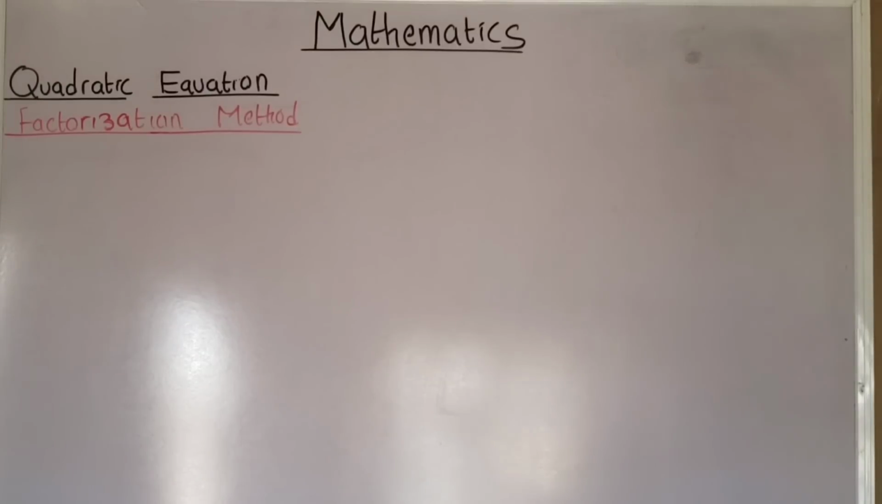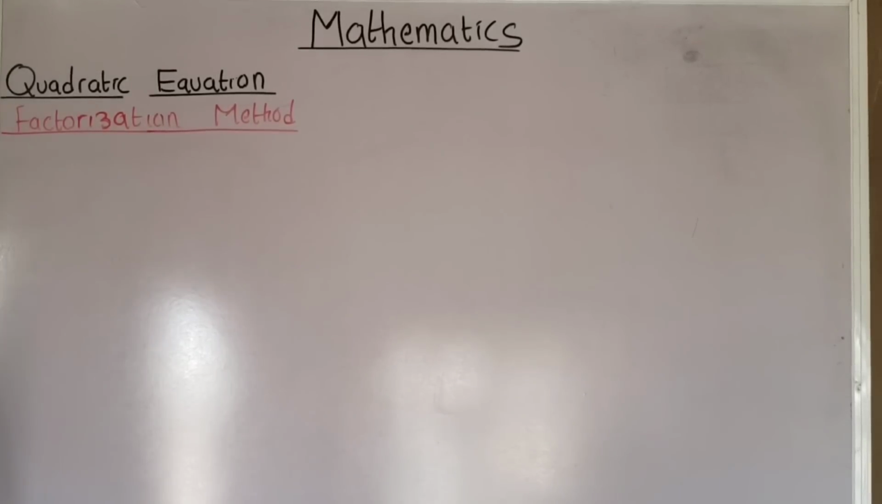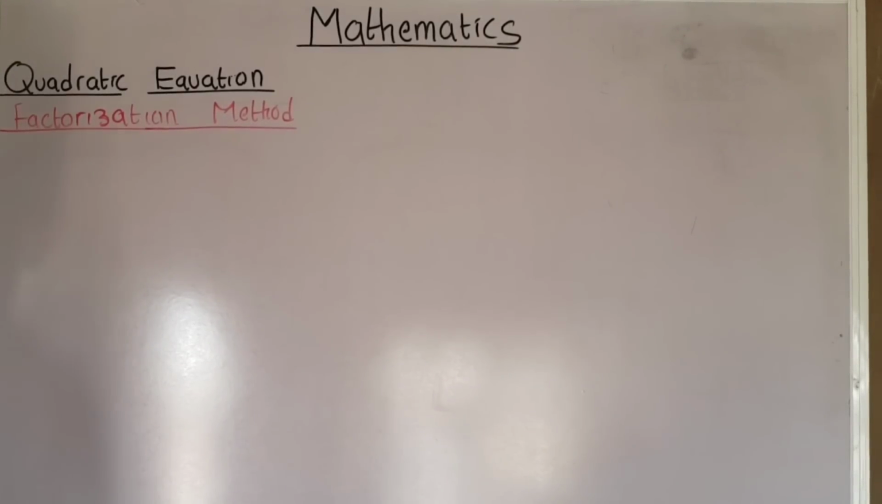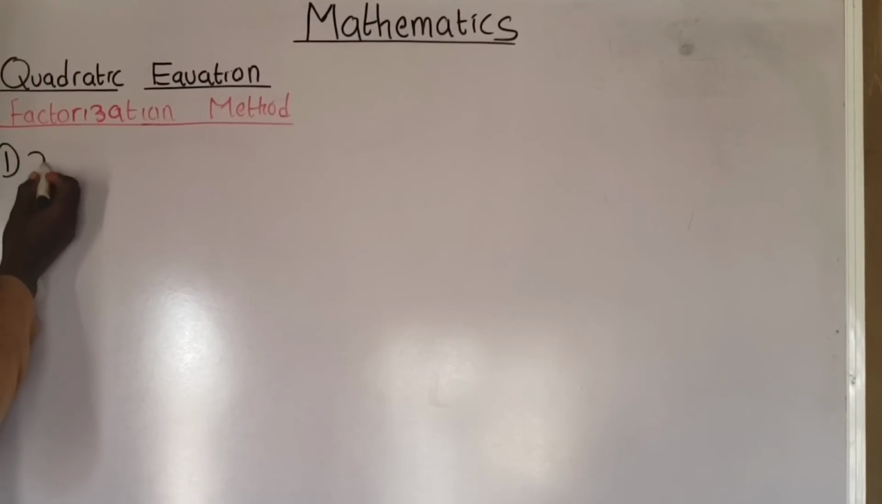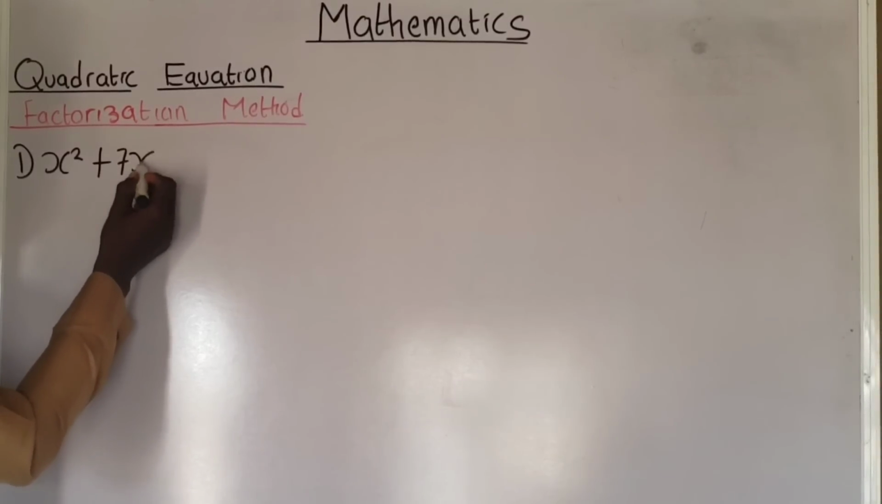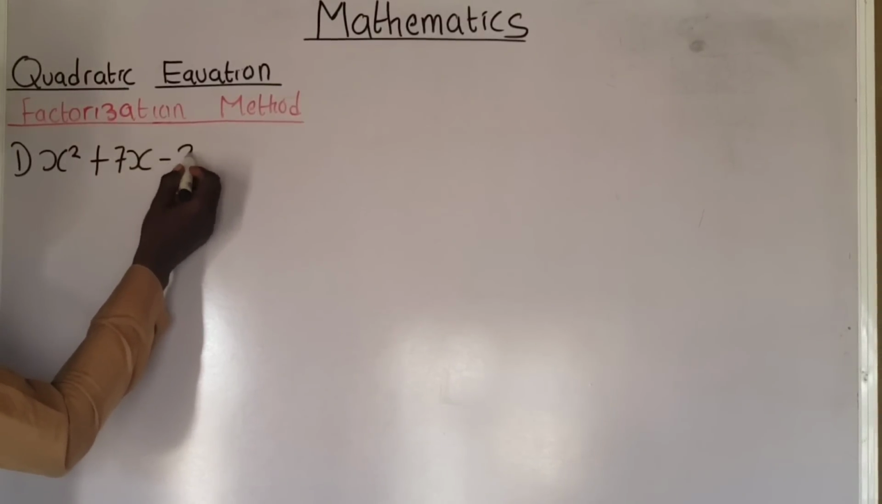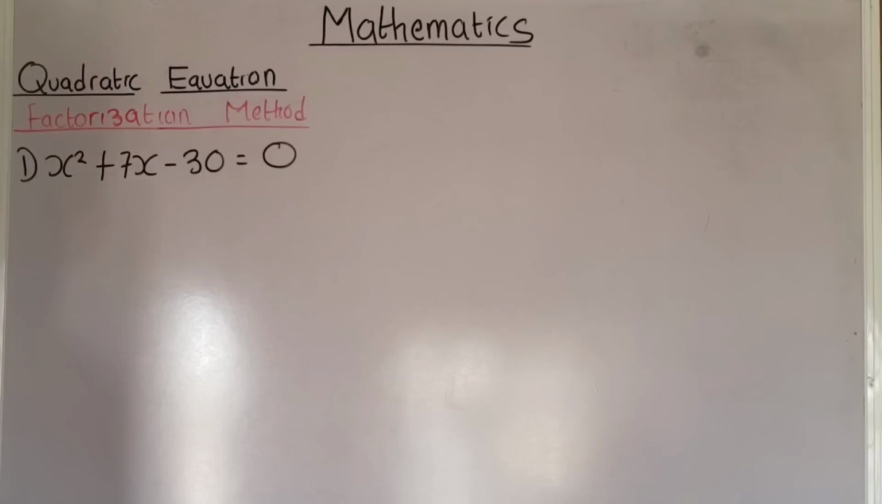So in this class, we are going to learn how to solve quadratic equation using the factorization method. Okay, let's start with the first question. We are asked to solve for the value of x in this quadratic equation. X squared plus 7x minus 30 equals to 0. Okay? Now, how do we find the value of x?